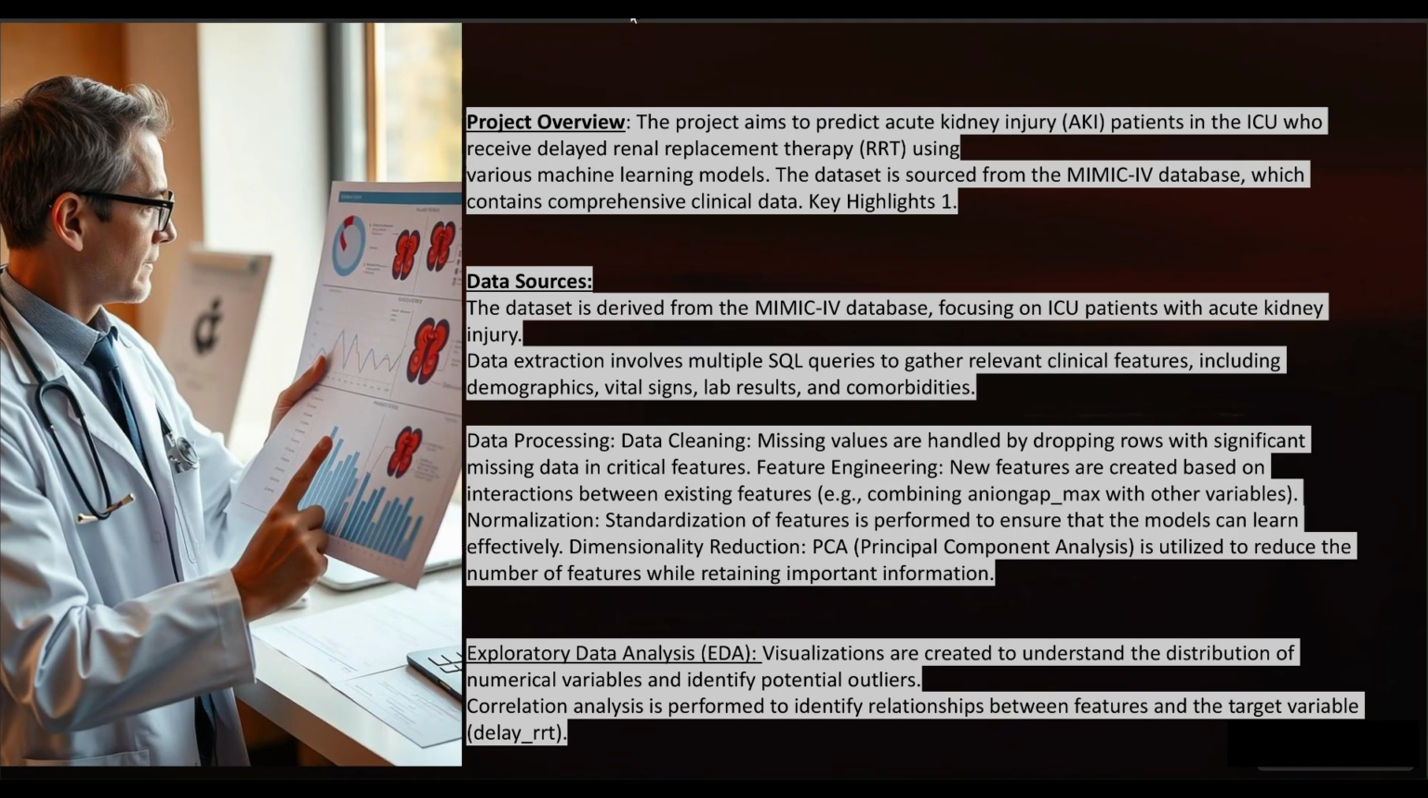Feature engineering: new features are created based on interactions between existing features. Normalization: standardization of features is done in this step. Dimensionality reduction: it is used to reduce the number of features while retaining important information. The technique used in this model is PCA, that is Principal Component Analysis. Now coming to the EDA, which is Exploratory Data Analysis, where visualizations are created to understand the distributions of numerical variables and identify potential outliers.